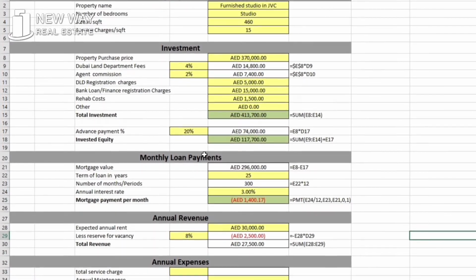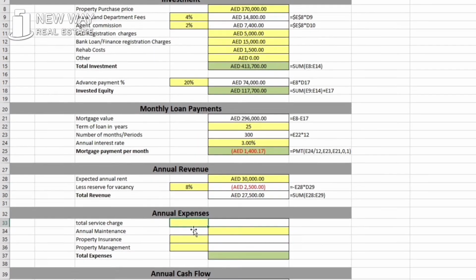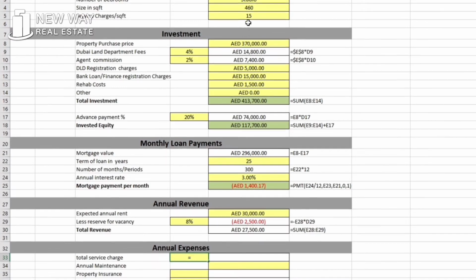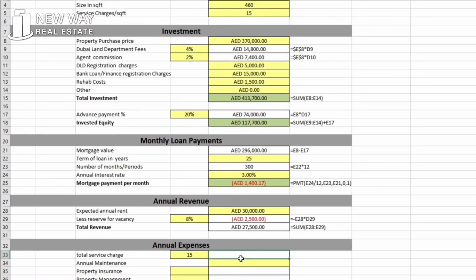Next, let's look at the annual expenses. First of all, we start with the total service charge. We mentioned earlier it was 15. Then to calculate the service charge equals the total square feet area multiplied by the total service charge, you get 6,000. Now this is a negative value as it is a cost.